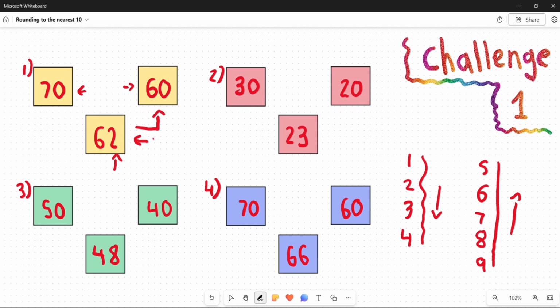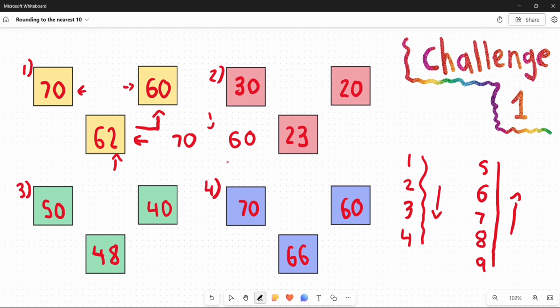The nearest number to 62 is 60 when we round it down, because the number 62 is in the middle of 70 and 60. 62 is right in the middle of 60 and 70. So when we round down, the closest number to 62 is 60. Now, let us check question 2.